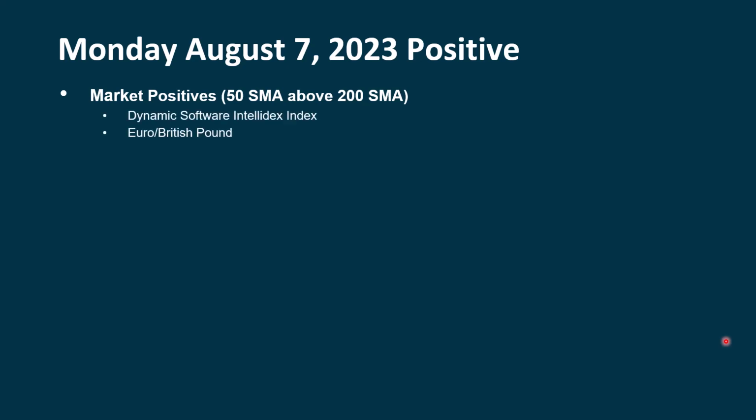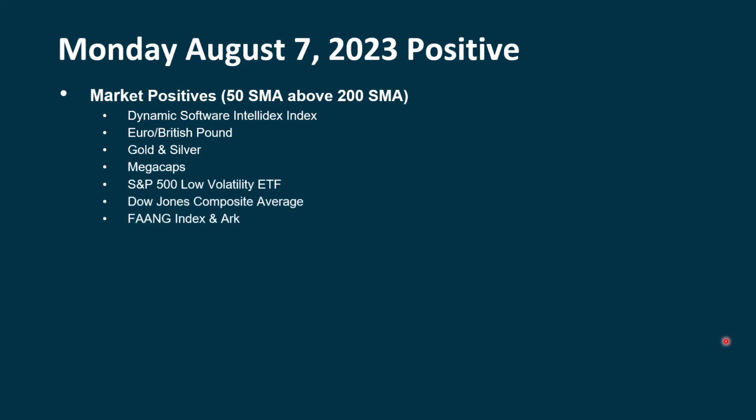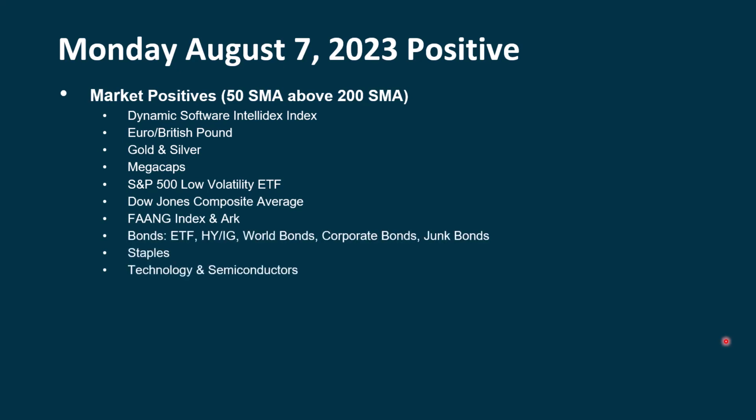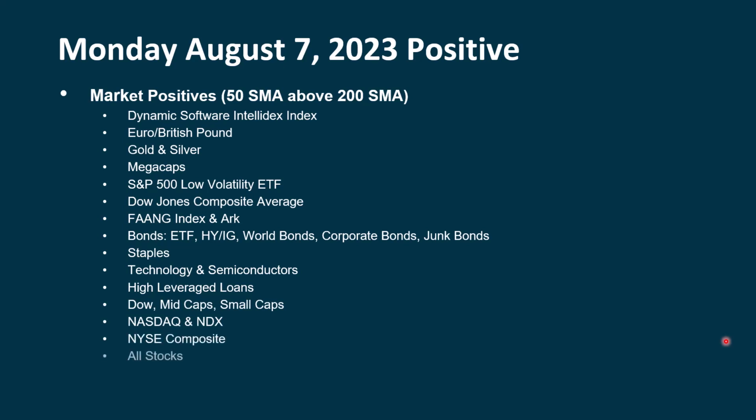So what is positive as of Monday, August 7th? My definition of positive for this value is when the 50-period simple moving average is above the 200-period simple moving average. We have the big software companies, the euro and the British pound compared to the dollar, gold and silver, mega caps, low volatility stocks in the S&P, the Dow Jones Composite Average, the FANG Index, as well as ARK, all the different bonds that we look at, the staples, tech and semiconductors, high leverage loans, the Dow, the mid caps and the small caps, the NASDAQ and NASDAQ 100, the NYSE Composite, all stocks, emerging markets, and Bitcoin.